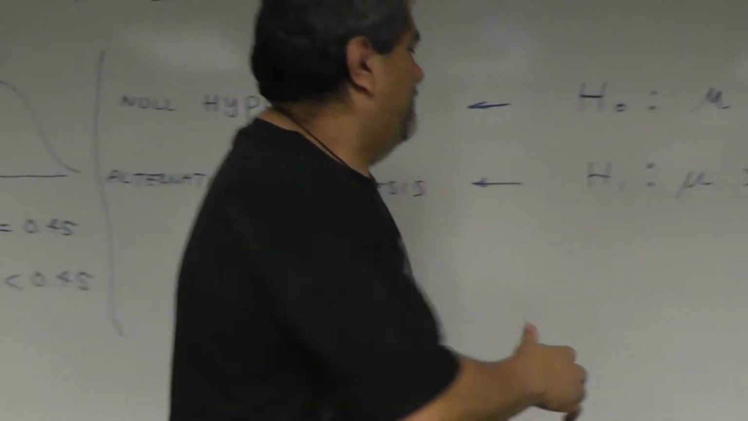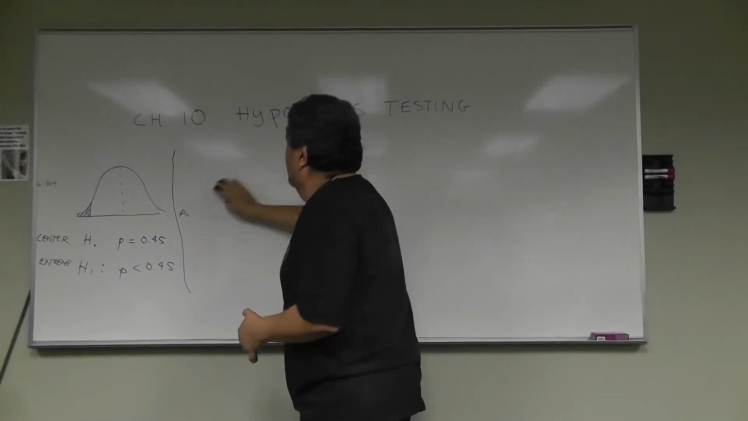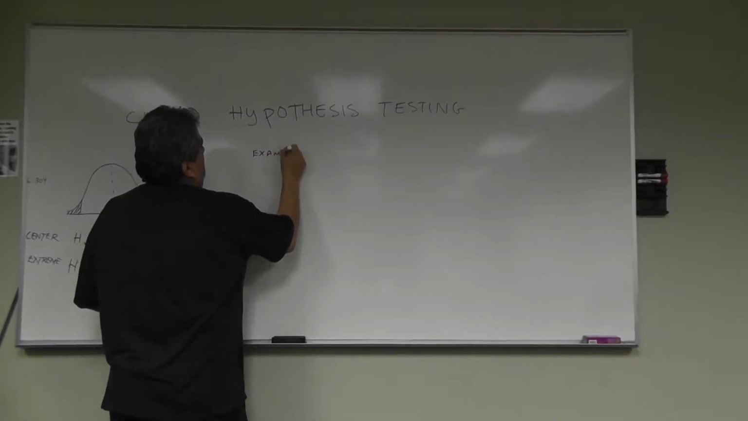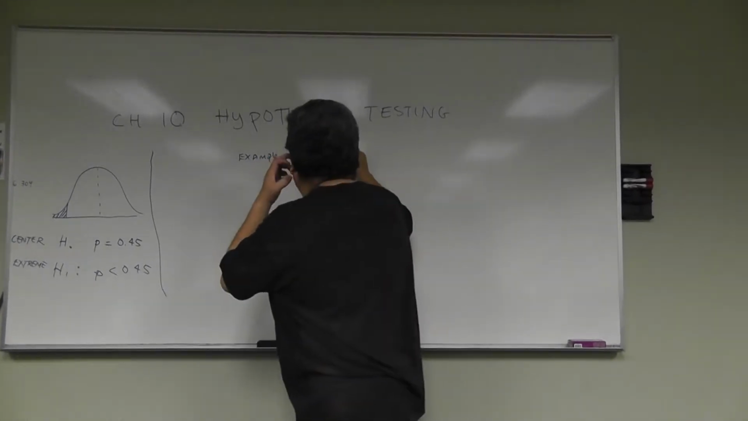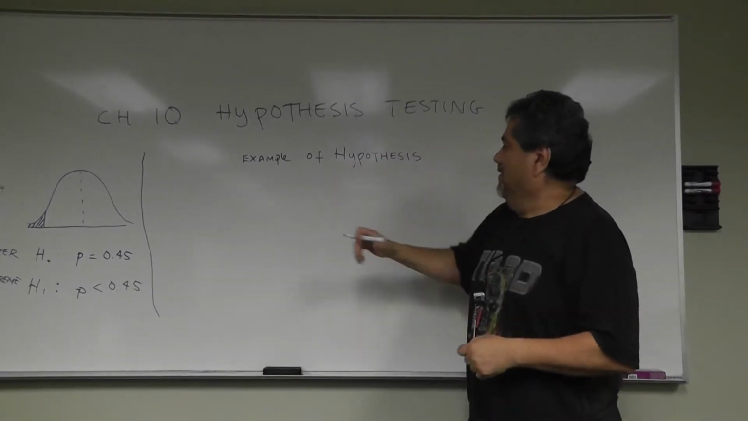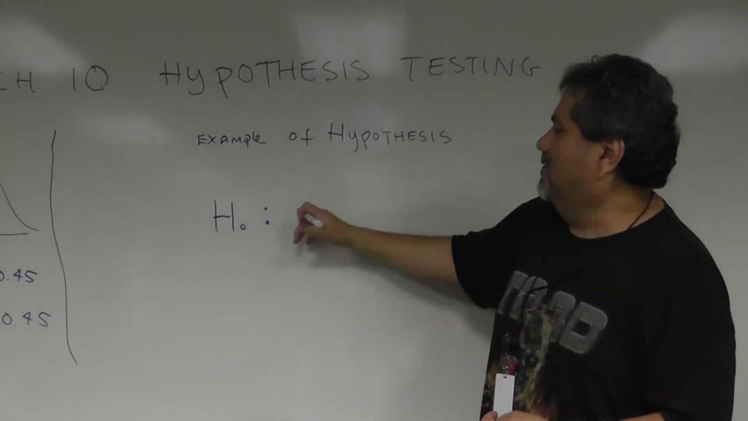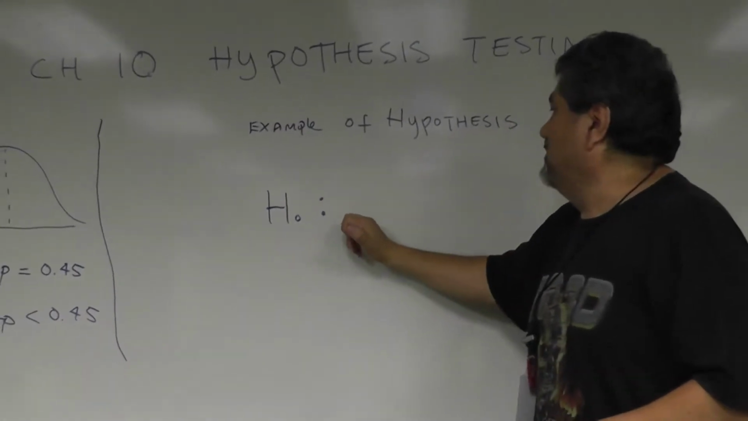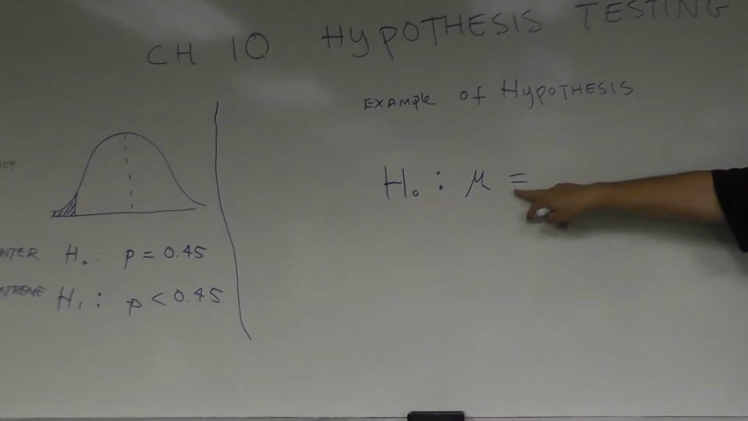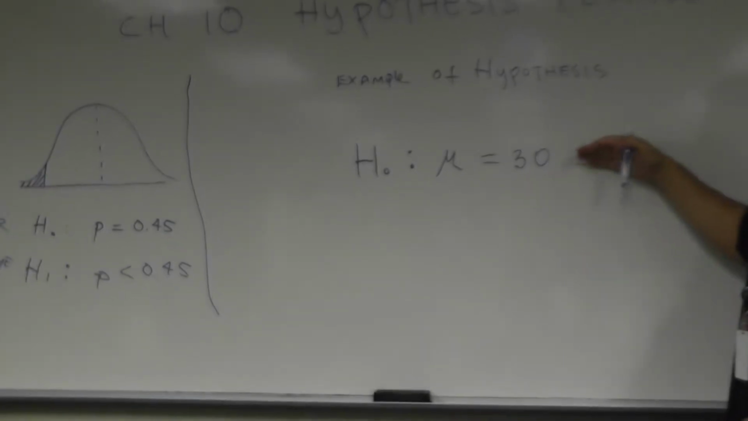Another example of hypotheses will be this one. Now, the null hypothesis will always be, well, it could be about the percentage like this one, it could be about the mean of the population. And remember, the null hypothesis is always an equal statement. So it could be that the mean is equal to 30, which is the center hypothesis.